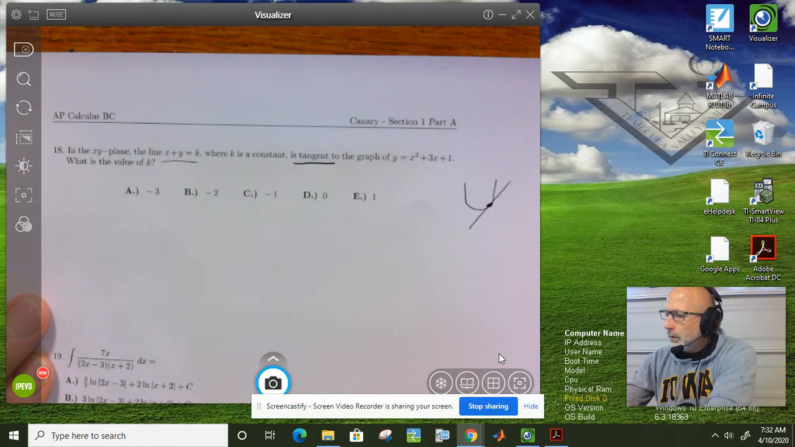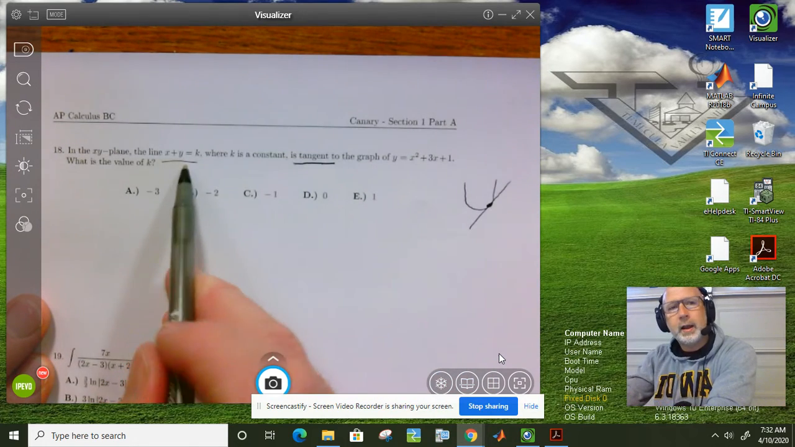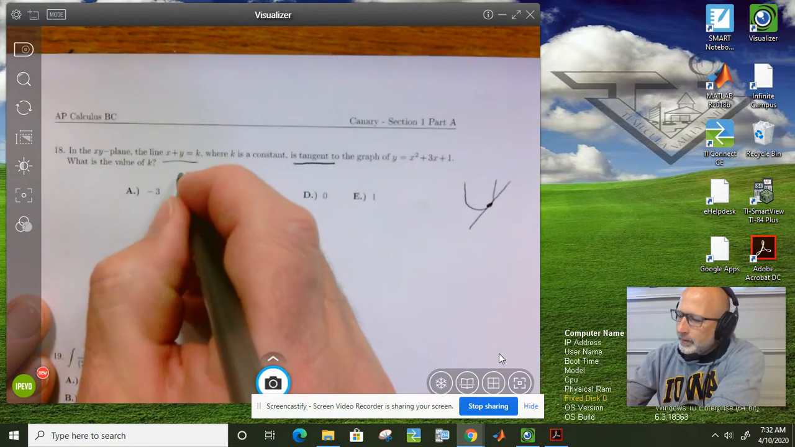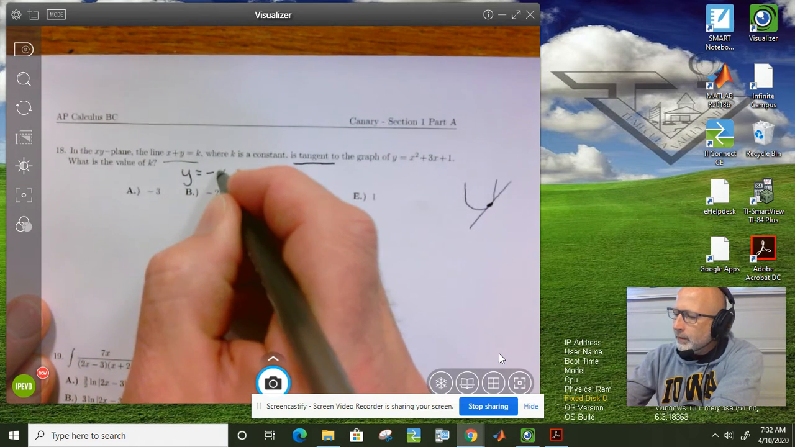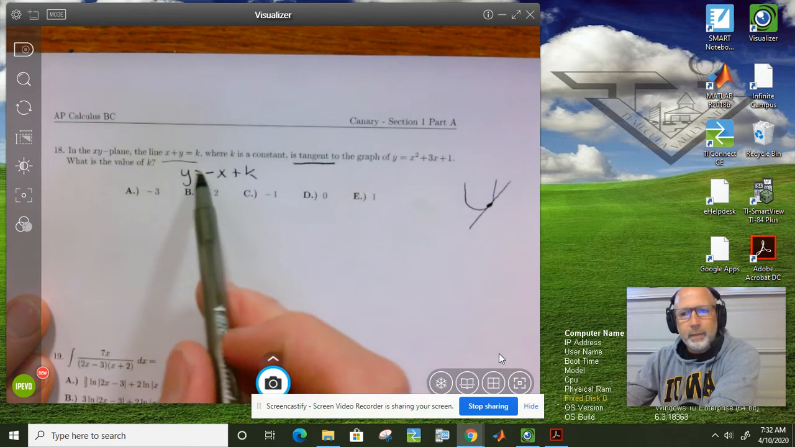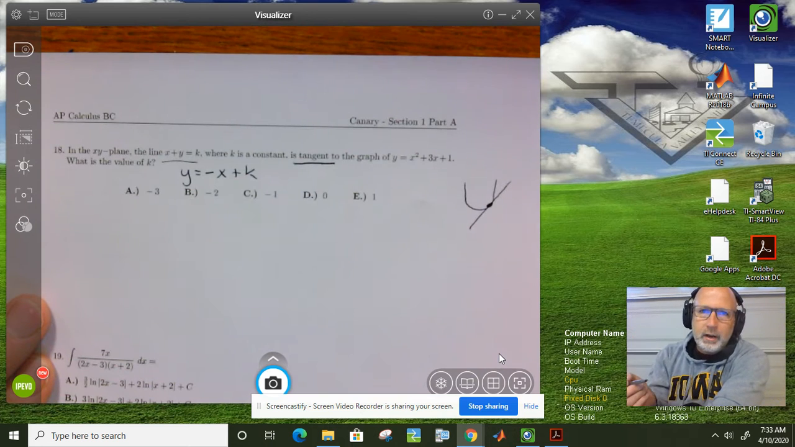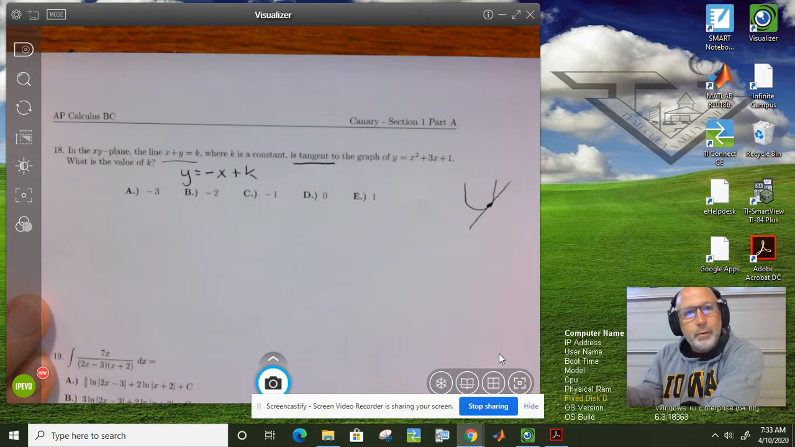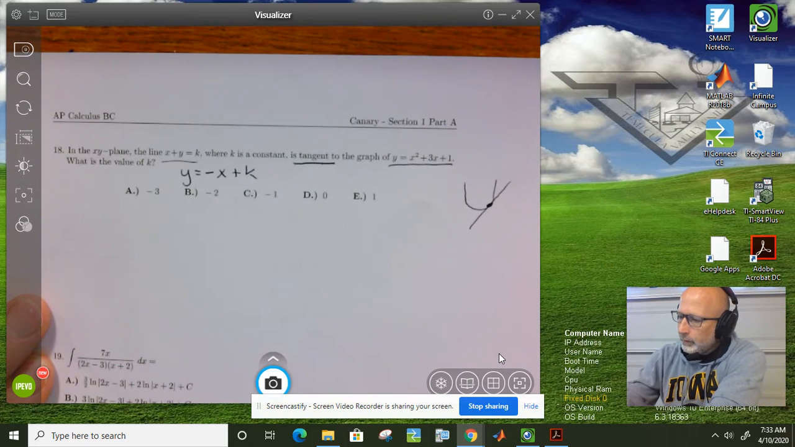So tangent to the graph. I need a line that's tangent to the graph. Well, there's the line. I'm actually going to rewrite it a little bit, though. I'm going to put it in everybody's favorite slope-intercept form. So I have y equals negative x plus k. In doing so, I know what the slope of this tangent line is. It's -1. So what do you normally do? You take the derivative, you plug in the value, and you get the slope of that tangent line. Well, I already know the slope of that tangent line. It's -1. So all I'm going to do here is take the derivative and set it equal to -1.